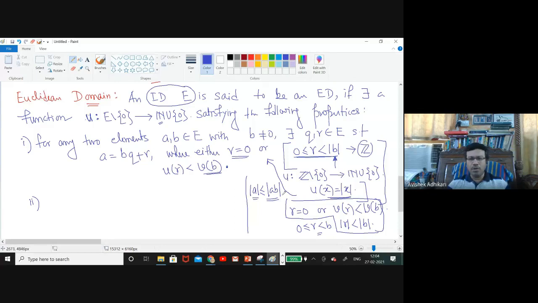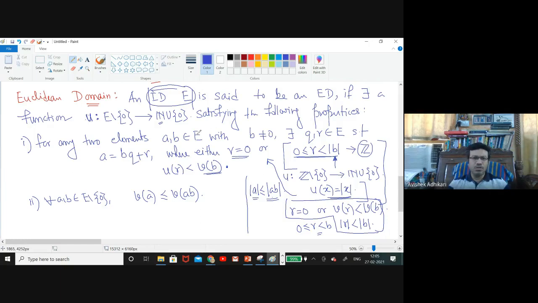So that's an important property that many authors also include: for all a, b belonging to E minus 0, the valuation of a is less than or equal to the valuation of ab. That means if you take the product of any two non-zero elements, that valuation should be greater than or equal to the valuation of only one element. So that's the extension of this definition into a Euclidean domain, and that is true for any arbitrary integral domain. An integral domain satisfying these two properties is said to be a Euclidean domain.